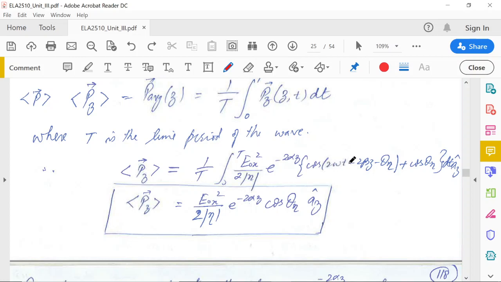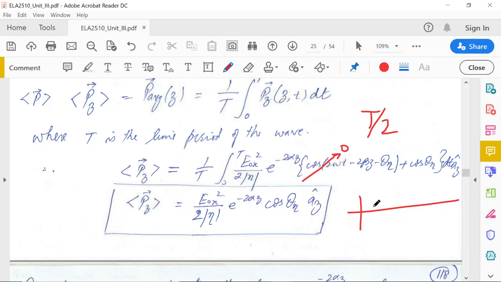It means that at T by 2, this will start repeating. So you have two cycles in T duration. When you take the time average of this term, it turns out to be 0, because you have two cycles to average over.